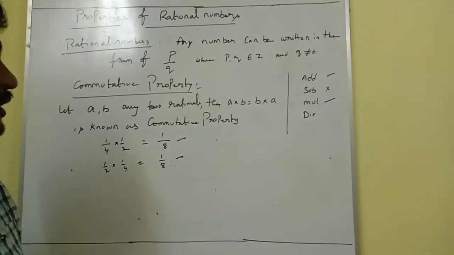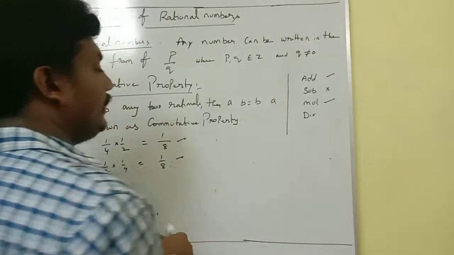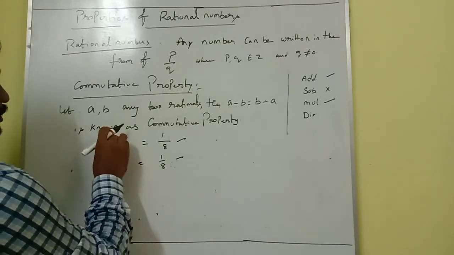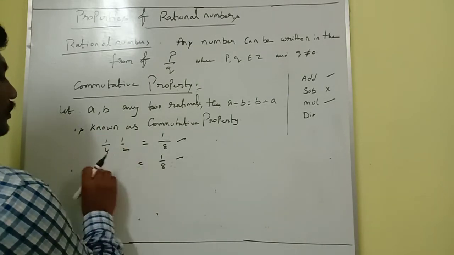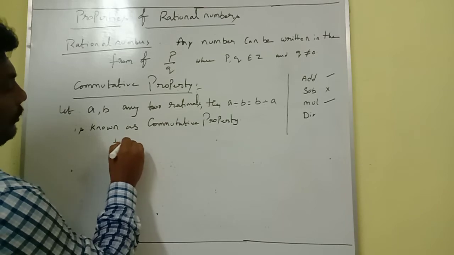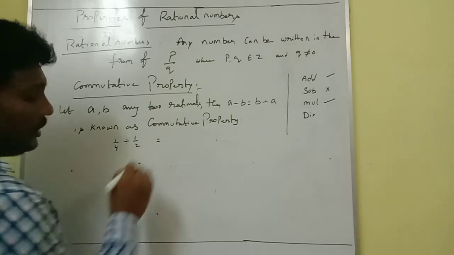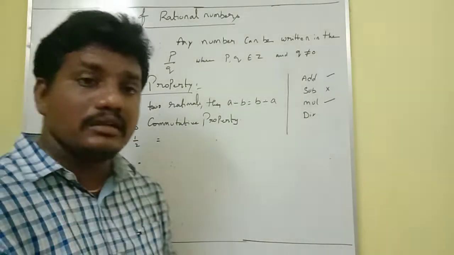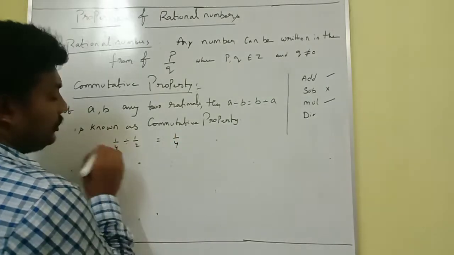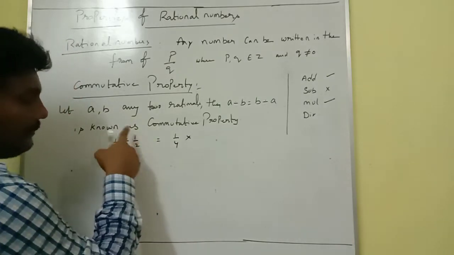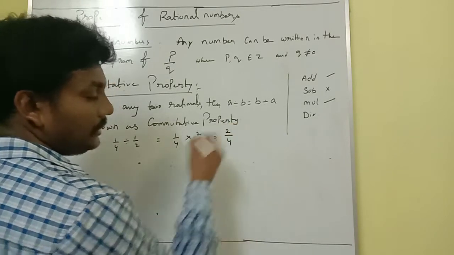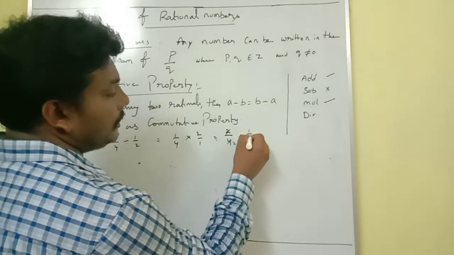Next, coming to division. For division, you can take A divided by B and B divided by A. Let me check whether it is suitable or not. So 1 by 4 divided by 1 by 2. How to solve this? We know how to do division for rational numbers or fractions. Division becomes multiplication, and the second number becomes its reciprocal, that is 2 by 1. Now 2 ones are 2 and 4 ones are 4, so simplification is possible: 2 ones and 2 twos, we get 1 by 2.